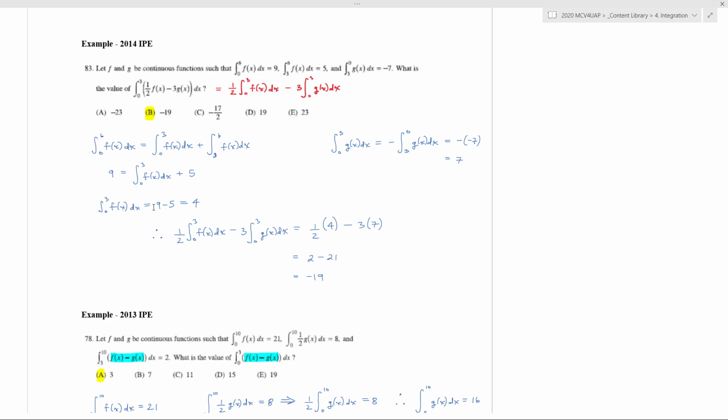And they want us to evaluate that expression, the integral from 0 to 3 of 1/2 f of x minus 3 g of x dx.